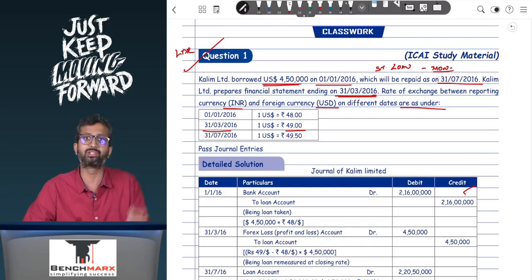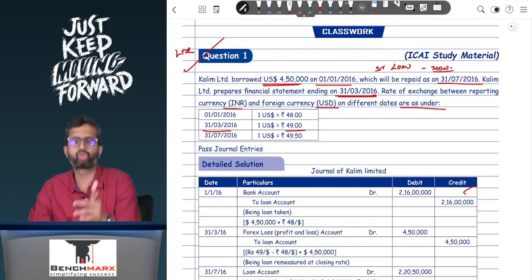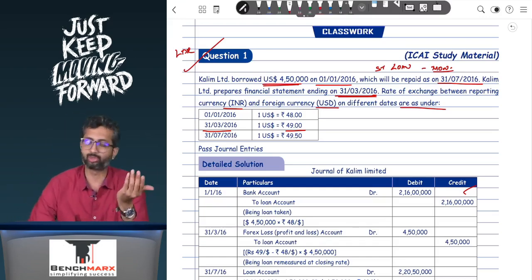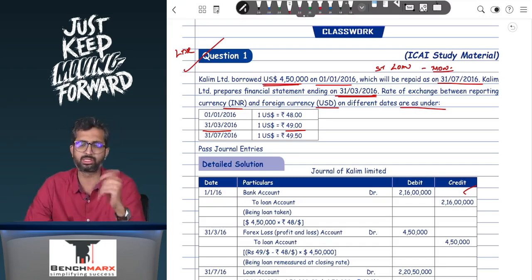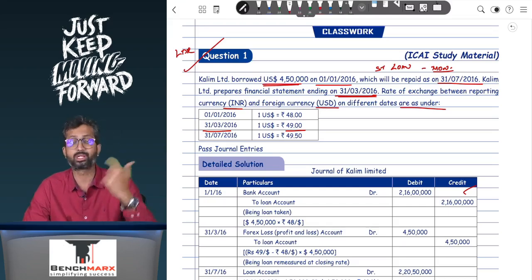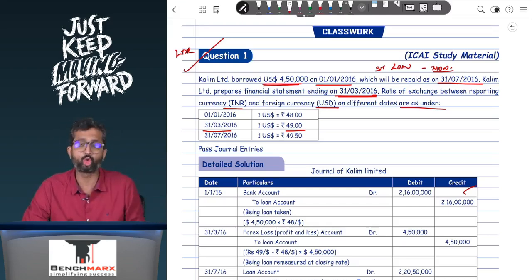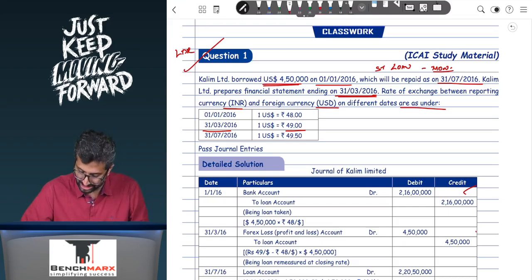No. Why? Because it is a short term loan. 46A, even if the choice was to be applicable, an assumption given that has to be for a long term loan. This is a short term loan, and hence this has to go to the PNL. Forex loss account debit in the PNL 4,50,000 to, let's say, loan 4,50,000. This is your second entry.